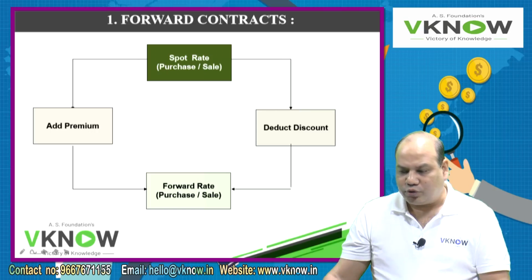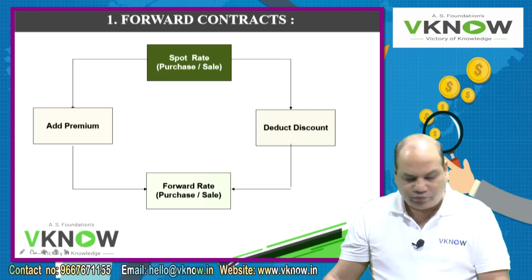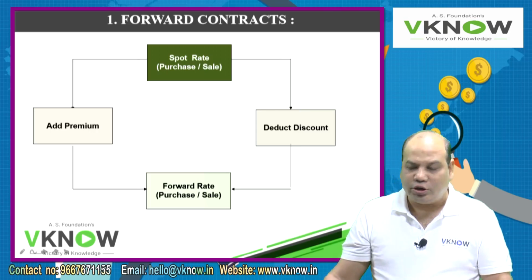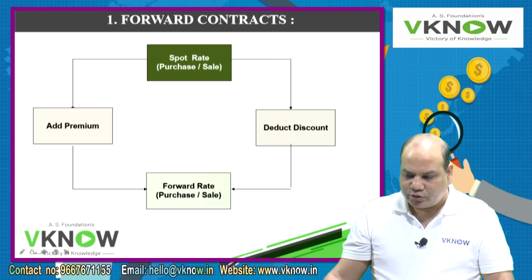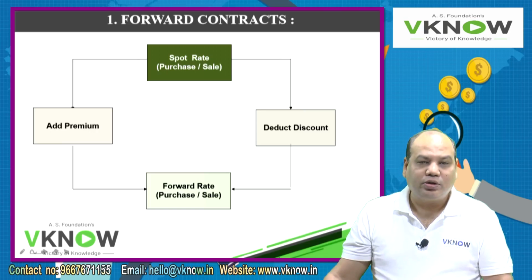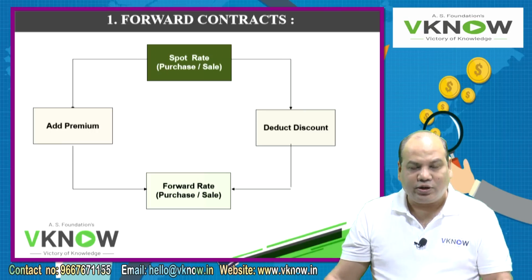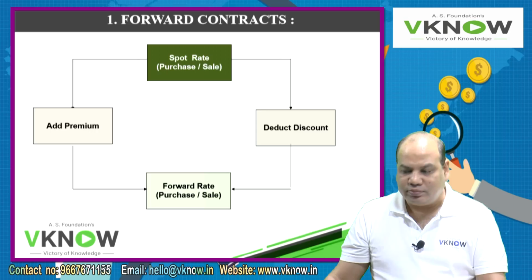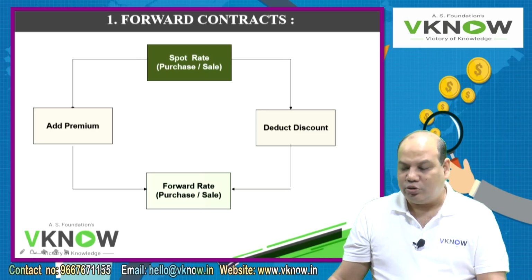How to move from spot rate to forward rate? You will have to write down this diagram either in your book or in your notebook. Spot rate is given, buying rate and selling rate are given, and suppose you are given forward margins which are in ascending order. In that case it means the currency is trading at a premium. Add the premium to the spot rate, then you will get the forward rate.